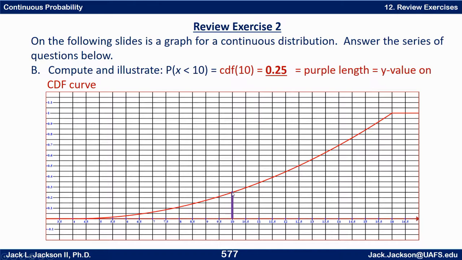Or in other words, when you're going left, that's below. So you're going from the graph down to the x-axis, that vertical length, which is that purple length, which is the same as that y value, which is the same as the probability to the left, which is 0.25, 25%, 1/4.